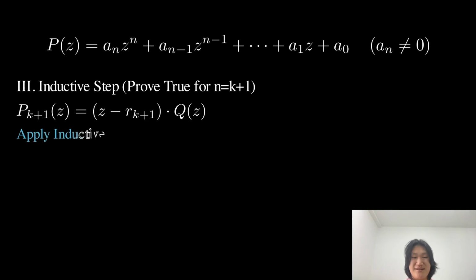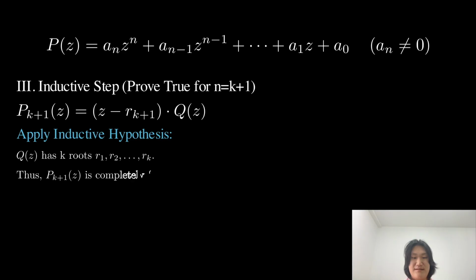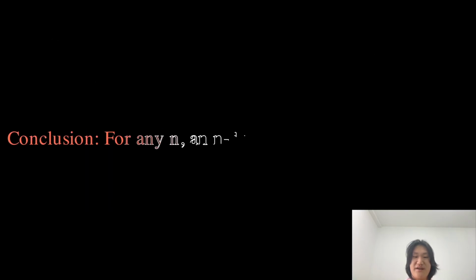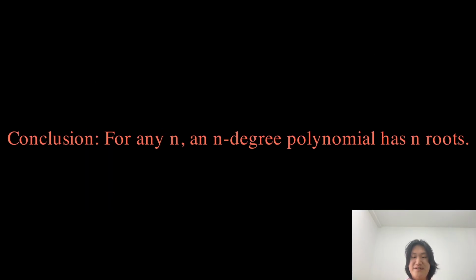Now we apply the inductive hypothesis. Q of z is a k-degree polynomial, so it has k roots, R1 to Rk. Thus, pk plus 1 of z with degree k plus 1 has k plus 1 complex roots, R1 to Rk plus 1. So we get the conclusion that for any n, an n-degree polynomial equation has n complex roots.